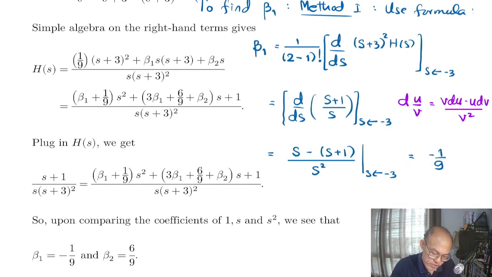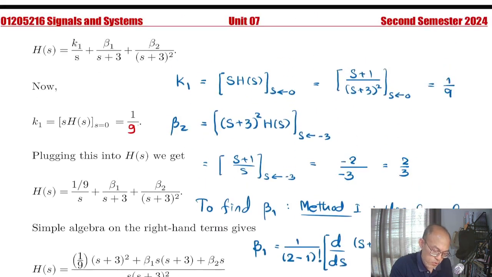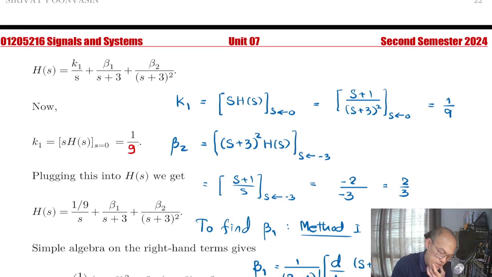Another method, method 2, use algebra. To use algebra in method 2, we plug in k1 as well as beta 2 into this formula, into this equation.